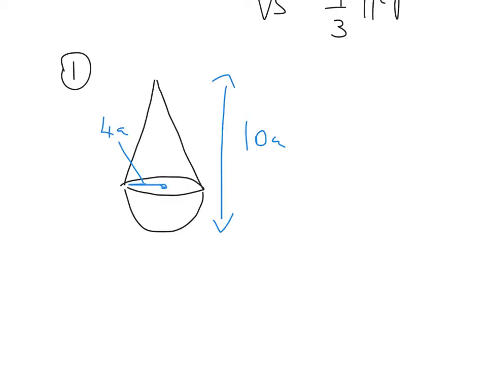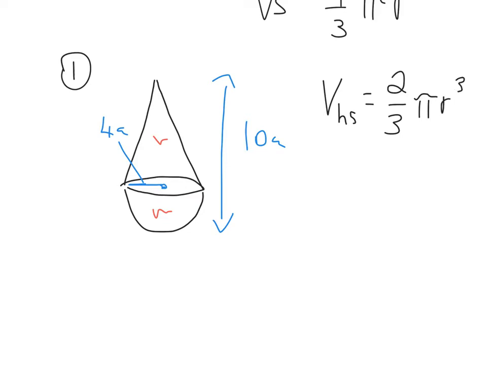Okay, so we're going to find the volume of this composite shape, which consists, as you can see, of a hemisphere and a cone. So we're going to split it into two bits, and first of all look at the volume of the hemisphere. Now if you think about the volume of a sphere being 4/3 pi r cubed, the volume of a hemisphere is half of that, and half of 4/3 pi r cubed is 2/3 pi r cubed.